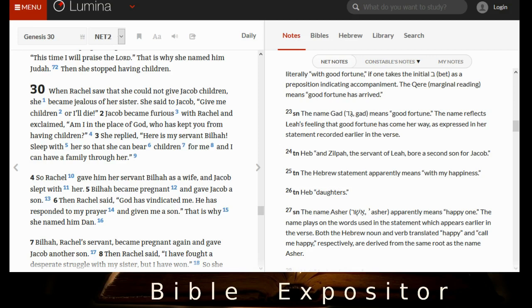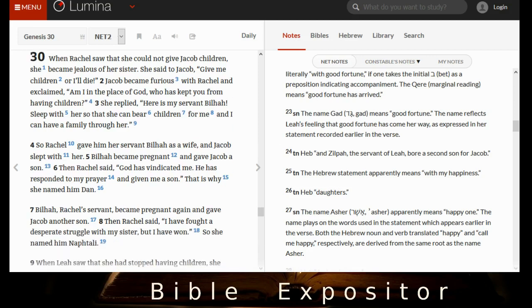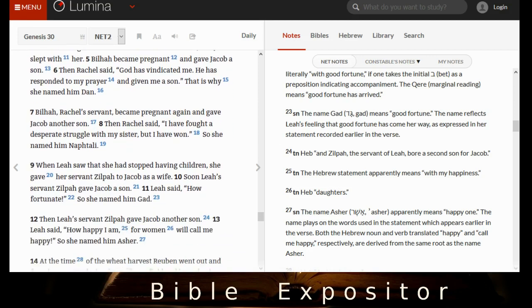So then begins round 2 of the sister feud. Leah, who by this time had stopped having children, decides to have them through her servant, who gives birth to the future tribal heads Gad and Asher. And I think I've gotten a little behind on the text here.